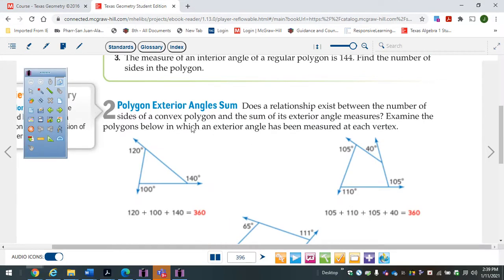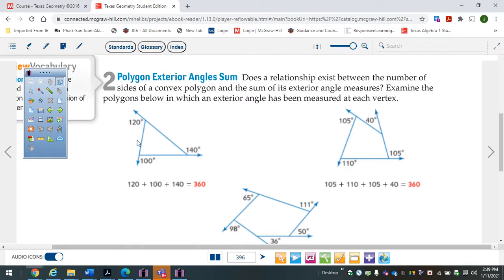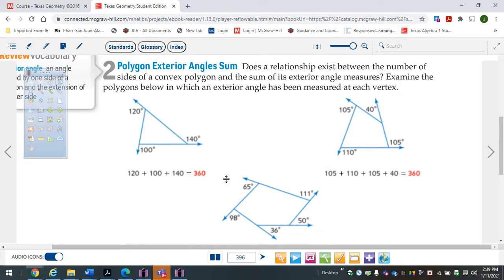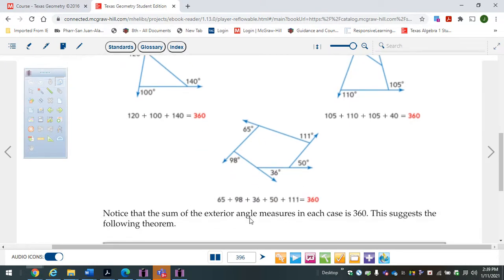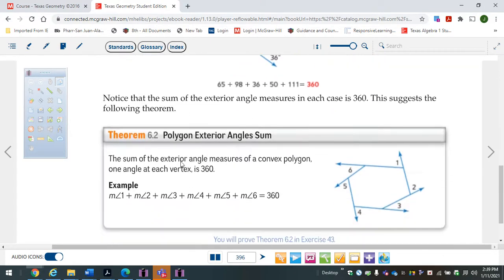Now let's do some investigation here: the polygon exterior angle sum. Let's take all the exterior angles. It's like the exterior angle theorem, where these two would equal this one, but now let's do it to each one. Look at what they add up to. Notice that the sum of the exterior angle measures in each case is 360. This suggests the following theorem: the sum of the exterior angle measures of a convex polygon, one angle at each vertex, is 360.